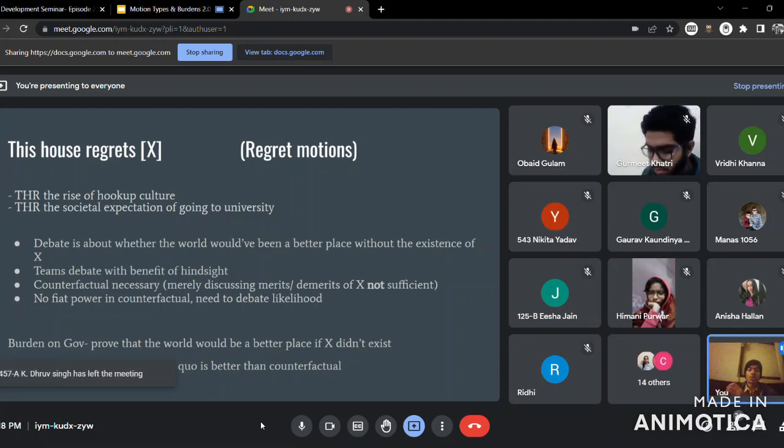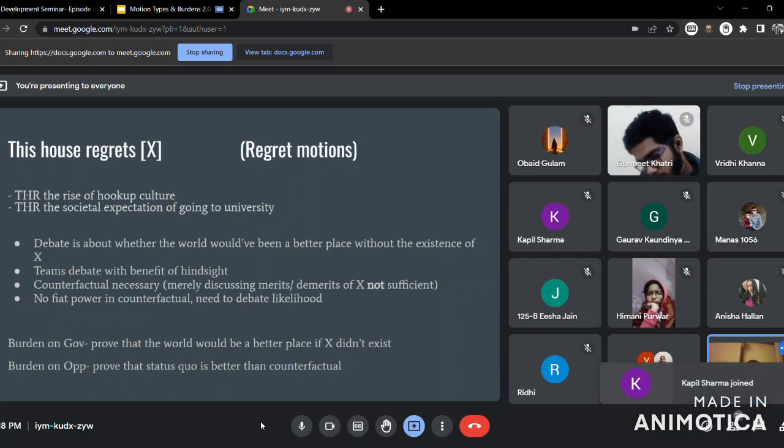You'll use this word a lot in regret motions, or probably sometimes in other debates as well. So it's necessary. What we mean by this is that you can't just talk about the harms and benefits of the thing that you're regretting, saying that this thing has these harms, therefore we regret this thing. But that's not the complete line of argumentation. Your case is incomplete if it's just that.